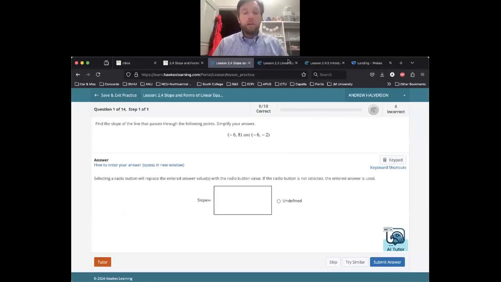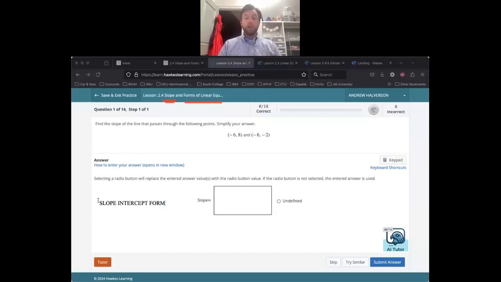Look at the title, by the way. It says slope and the forms of linear equation. The forms of linear equation. Before we get started on this, let me go back to something I mentioned earlier. There's the form of the line called the slope-intercept form. The slope-intercept form.